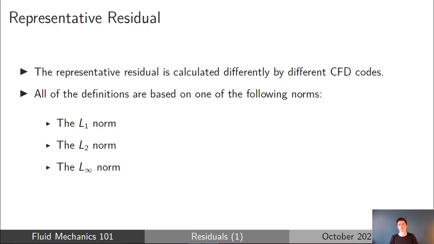Now, it turns out different CFD codes actually use different methods for getting this representative residual, but the idea and the motivation for doing it is exactly the same for all codes. We want a single value that's representative of the residual in all of the cells in the mesh. And these definitions used by CFD codes are based on one of the following: the L1 norm, the L2 norm, or the L infinity norm of a vector. And all of the CFD codes use a definition that's based on one of these mathematical operations.